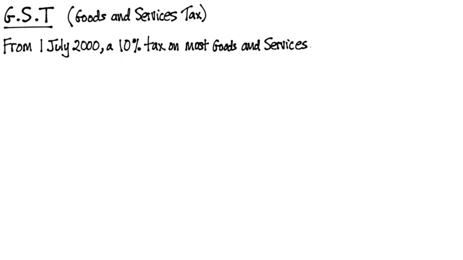Alright, let's talk about GST. GST stands for Goods and Services Tax. It came in on the 1st of July 2000, and it's a 10% tax on most goods, so things that you buy, and services, so if you get someone to do some work for you, for example.